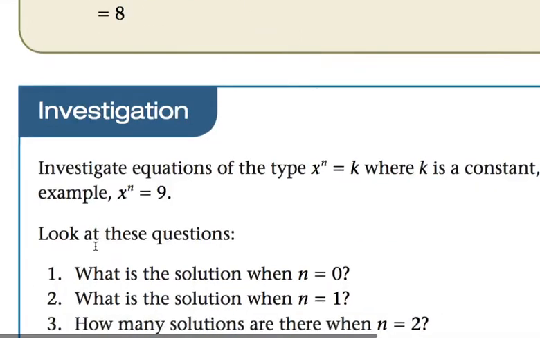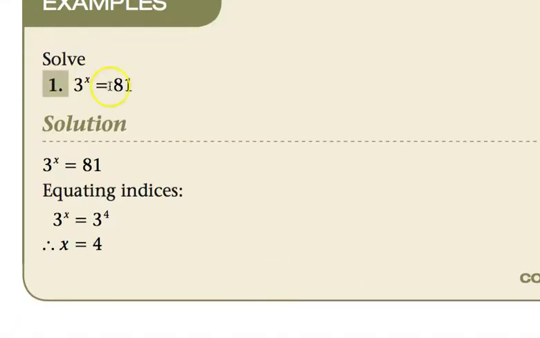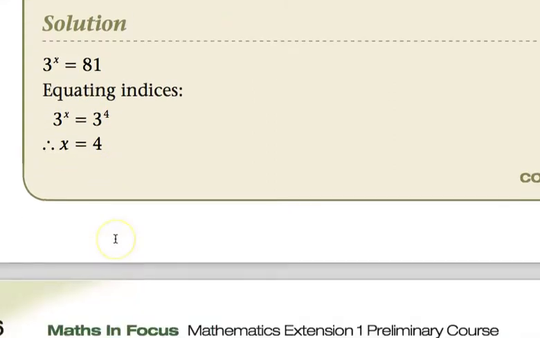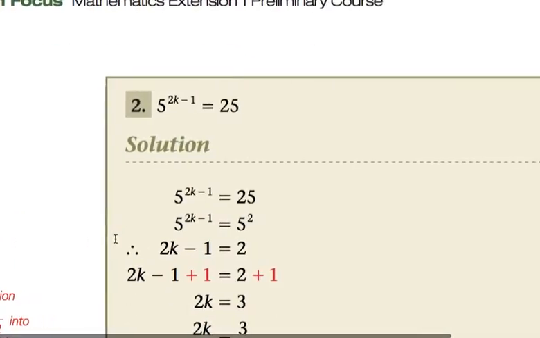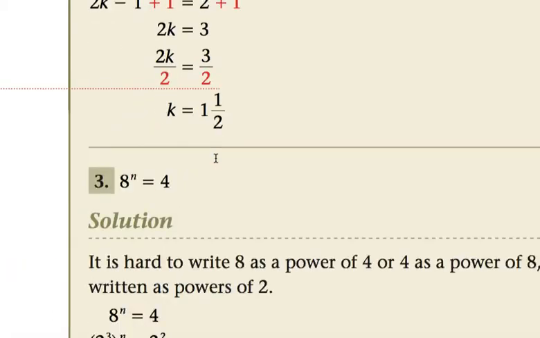All right. Now, with these types, 3 to the power of x is 81. You would just write your 81 with base 3. 81 is 3 to the power of 4, so x is 4. We will do some questions in a minute. With this one, I think we did some of these earlier, did we? 5 to the power of 2k minus 1 is 25. You'd write your 25 as 5 squared. And then you equate your indices. We're going to be doing some of these, all right?